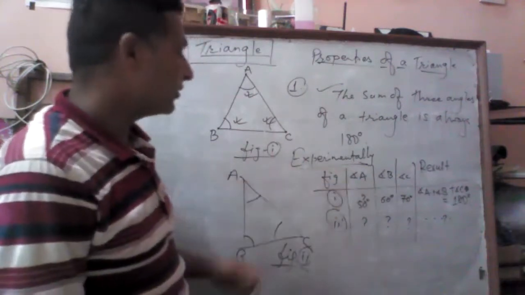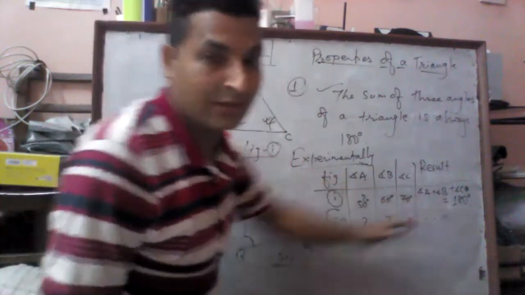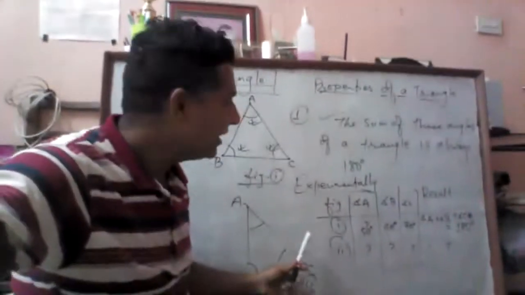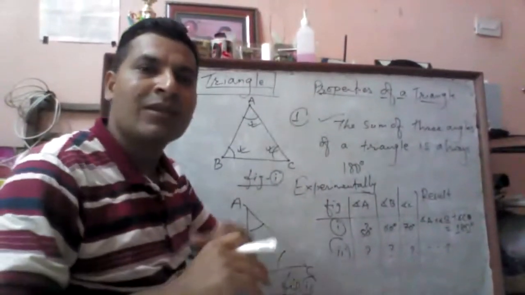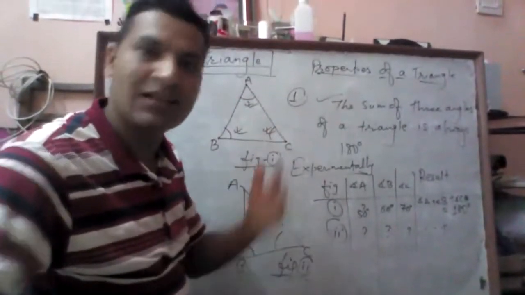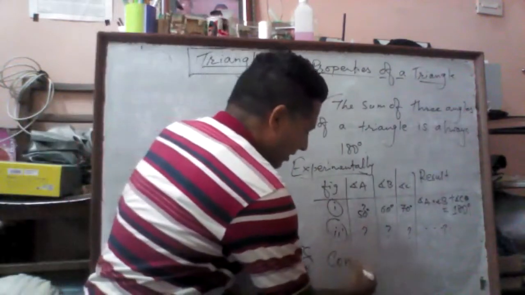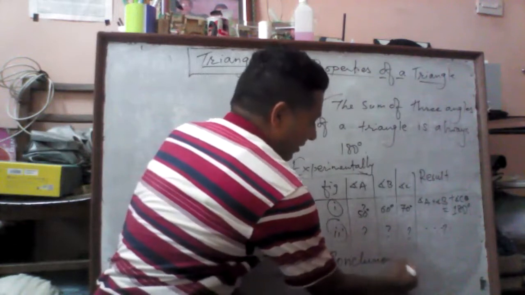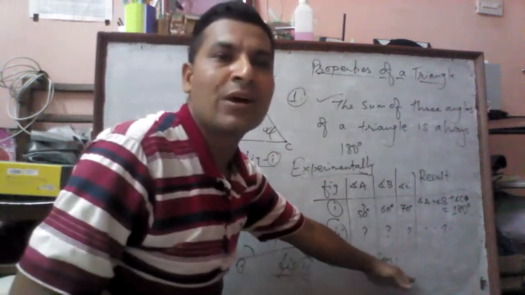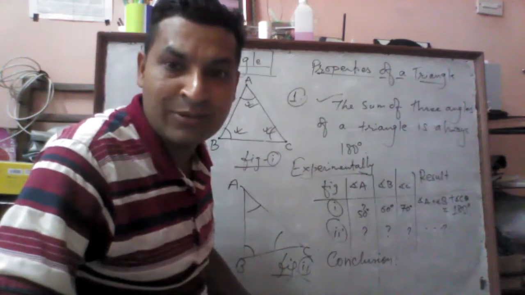In this case also, if we get exactly 180 degrees, then we can come to the conclusion that it will be true for any triangle, bigger or smaller, of any size and shape. So our conclusion is: the sum of three angles of a triangle is always 180 degrees. I think you got it. Yes or not? Everybody speak, please.